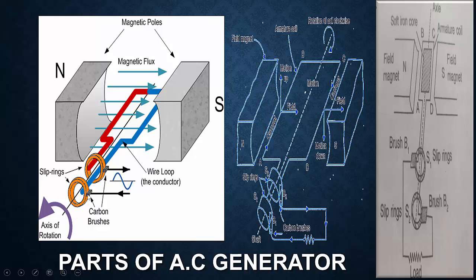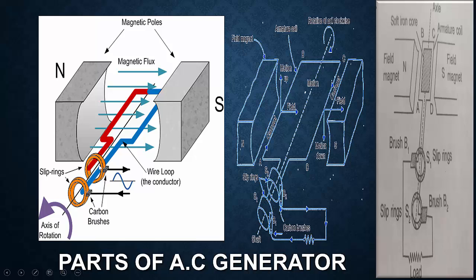One more thing, children: one end of this carbon brush is connected to the slip ring and the other end is connected to the load. Similarly, for this brush, one end is connected to slip ring S2 and the other end is connected to the load. The end which touches the slip ring is just gently pressing it. It is not totally fixed. Here also it is just gently pressing slip ring S2.